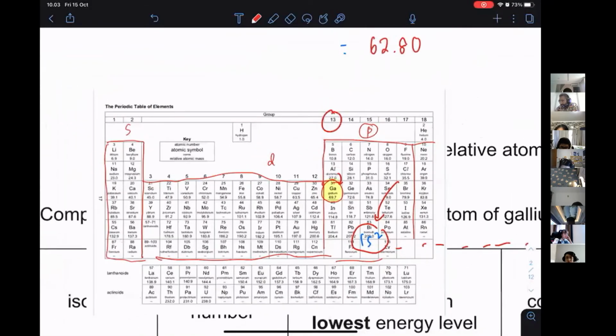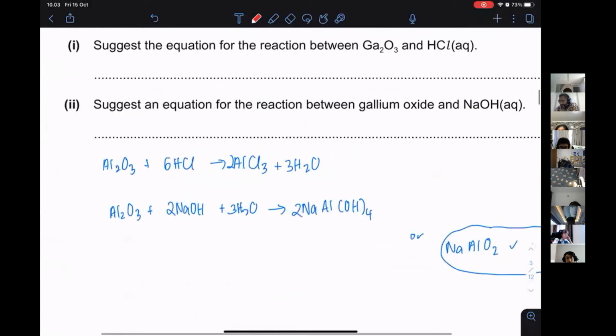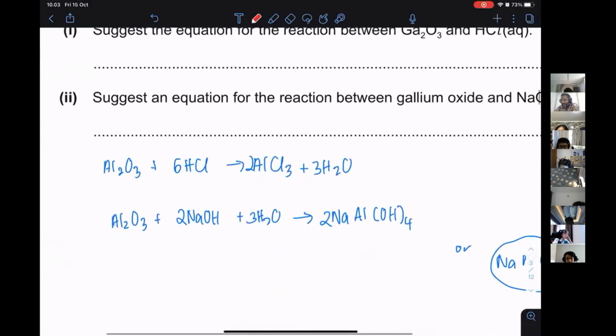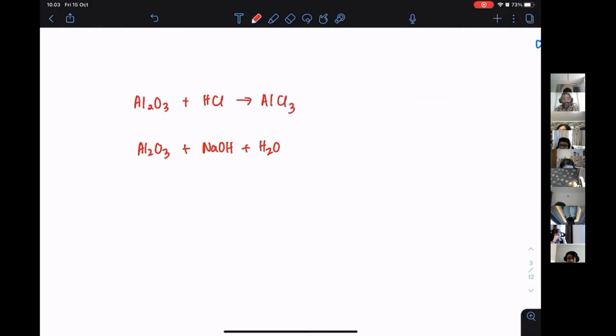In your textbook, in your syllabus, we only learn about the equation related to aluminium oxide, which I have written over here, but I can rewrite this again for you. Please remember this. Aluminium oxide can react with HCl. Aluminium oxide can also react with NaOH, but the special thing is NaOH must have water to balance the equation. When I write this, they form AlCl3 and water. And here they will form a salt, Na Al bracket OH 4.